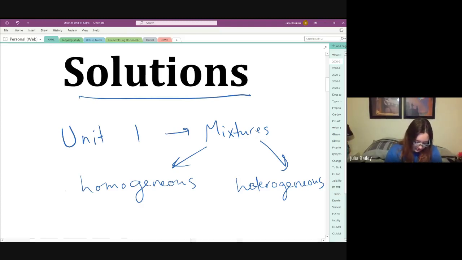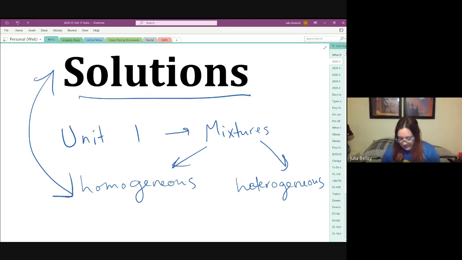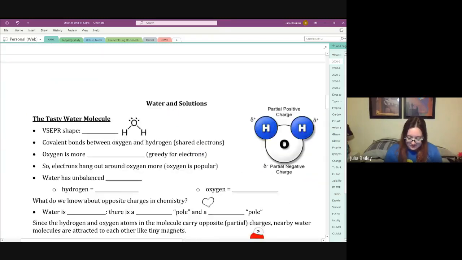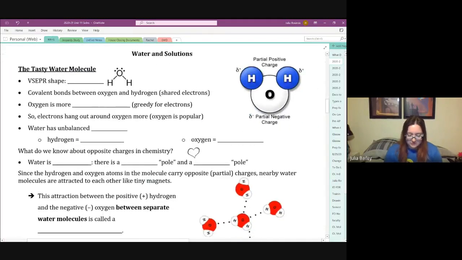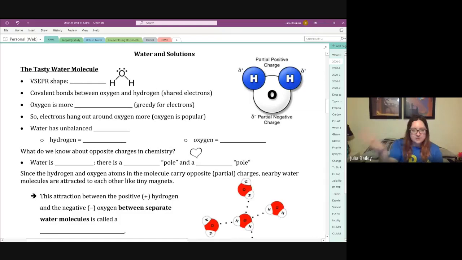Homogeneous mixtures and solutions are the same thing. A solution is a homogeneous mixture where it's so perfectly well mixed that you can't see any different parts. Everything looks the exact same. So this unit is about water and solutions. But to understand solutions, we're going to have to understand water first. So let's talk about the tasty water molecule.